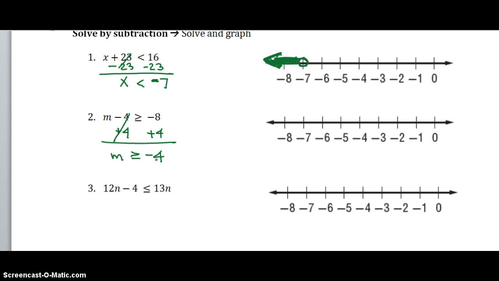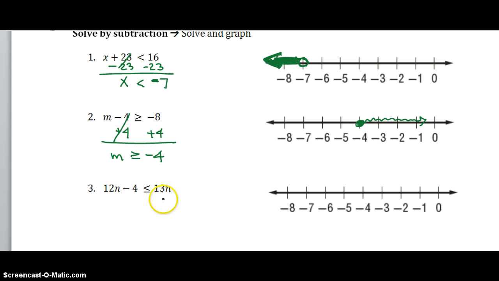This should be a very nice review from pre-algebra. Now it's going to be a closed circle on -4 because of that equal to sign. M is greater than or equal to, so here's what I'm talking about. You could make your little lines go squiggly just so I can see your marking.